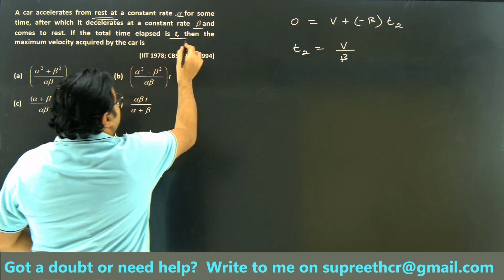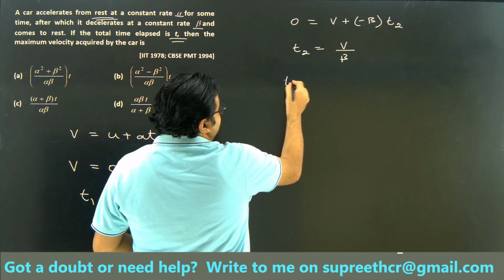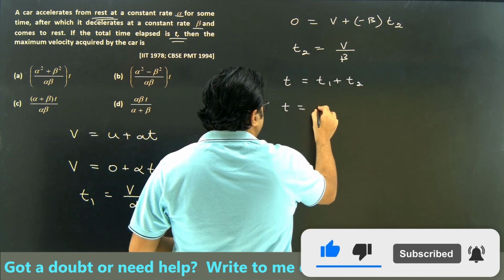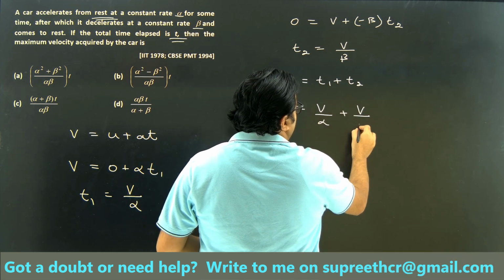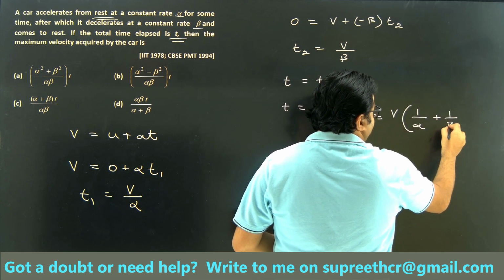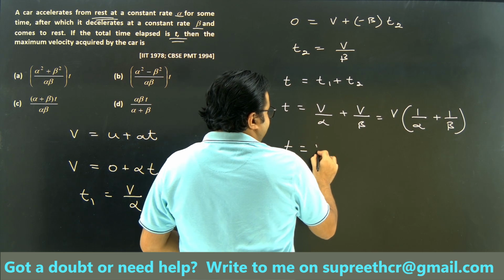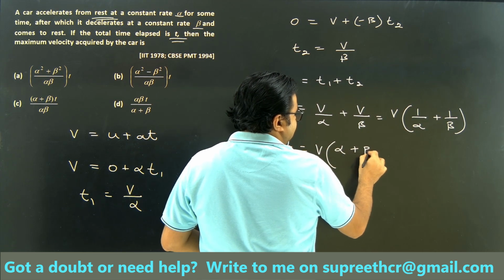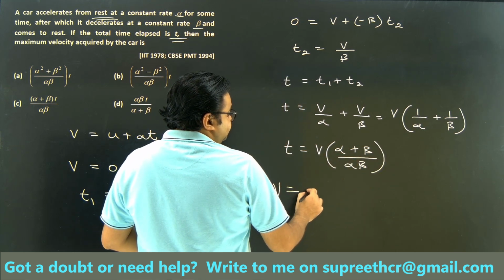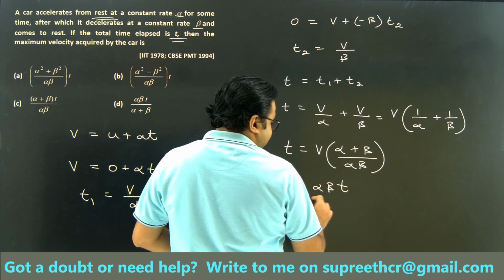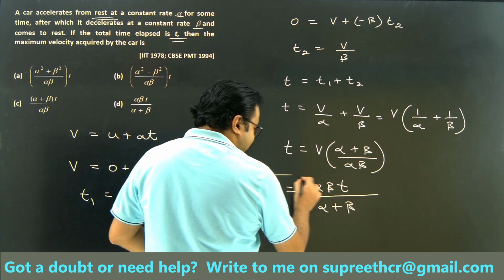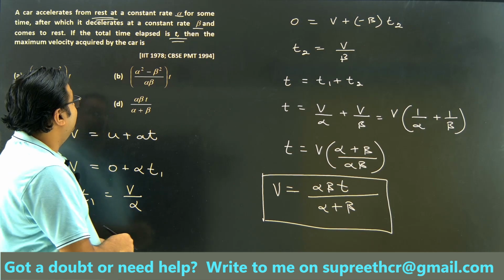The total time of the journey question says is t. So what do you think is t? T, my dear friends, becomes equal to t1 plus t2. So t becomes equal to v divided by alpha plus v divided by beta. You can pull out v as a common factor. You will have 1 by alpha plus 1 by beta, which simply tells you that v multiplied by alpha plus beta divided by alpha into beta. So what do you think is v? V becomes equal to alpha into beta into t divided by alpha plus beta. So that's the maximum velocity gained by the car.